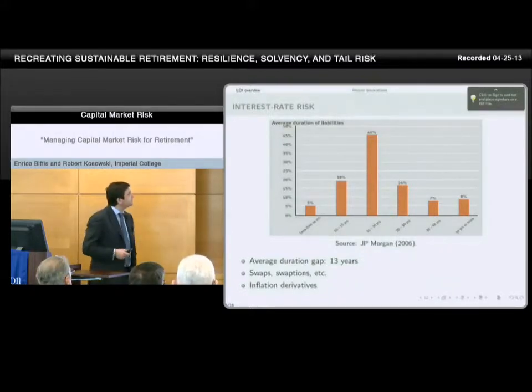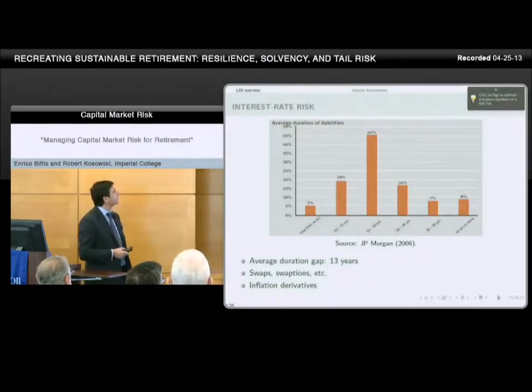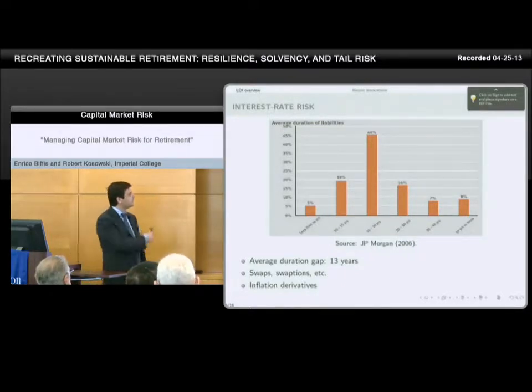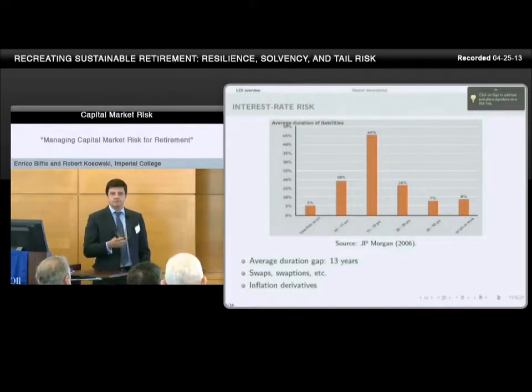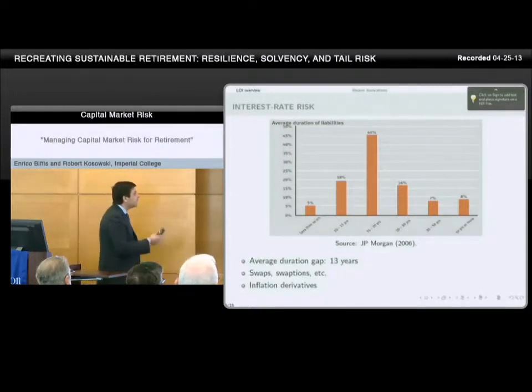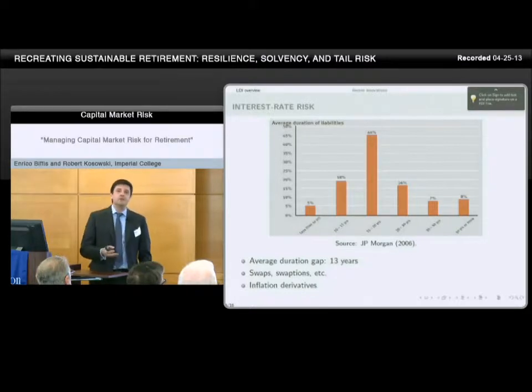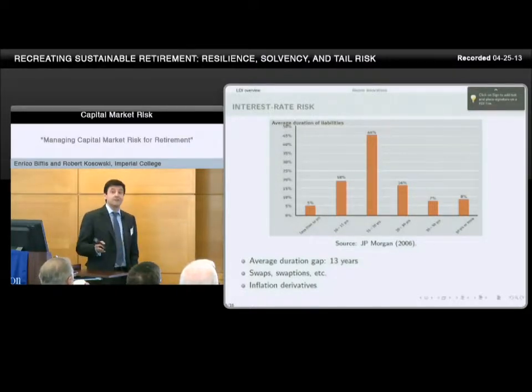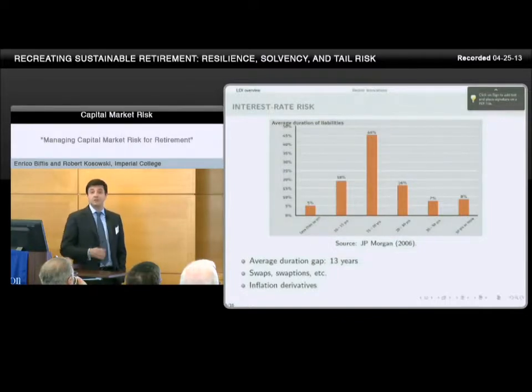So here is a survey, well before the crisis, of European pension plans. What's the average duration of the liabilities? Well, you see the distribution here. Liabilities can have a pretty long duration, but the average was 21 years in this particular case. Look at the fixed income component of the asset side, and the average duration was 8 years. So we're talking about a duration gap of 13 years. So there is no naive immunization, duration matching you can do here, okay?